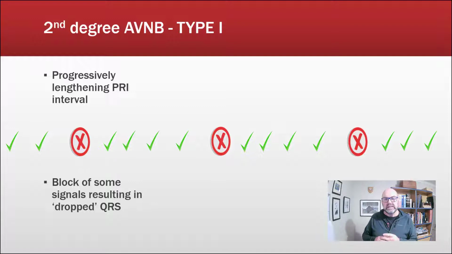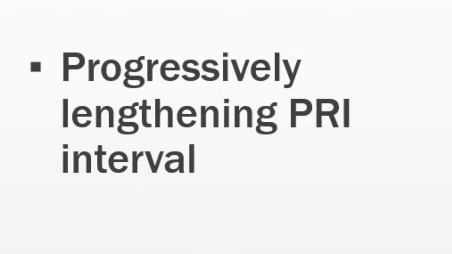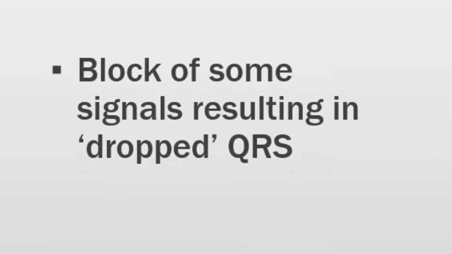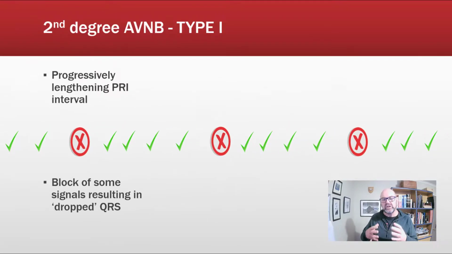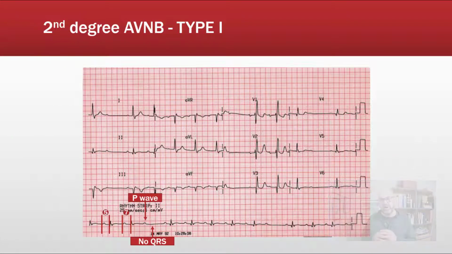So, let's have a look at type 1. The main characteristic of a type 1 second-degree AV nodal block is a progressive lengthening of the PR interval, and this in the rhythm is going to culminate in the odd dropped ventricular beat. Now, the pattern will often repeat, and there's often a fixed ratio of P waves to QRSs in this pattern. It's probably easier to look at this on an ECG than it is to try and describe it.